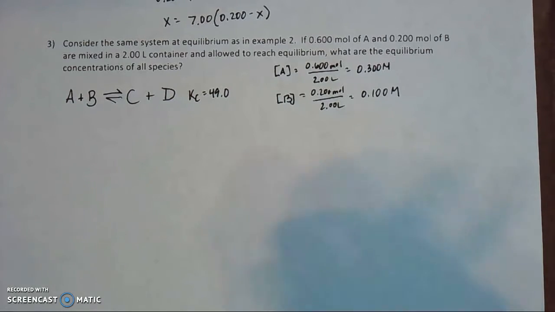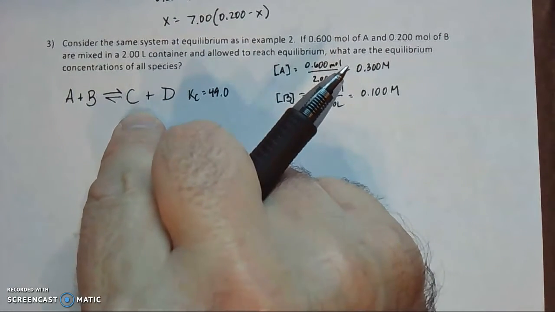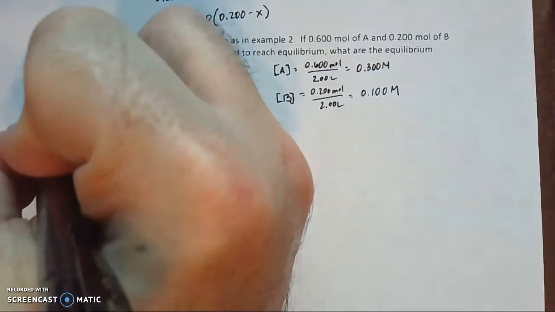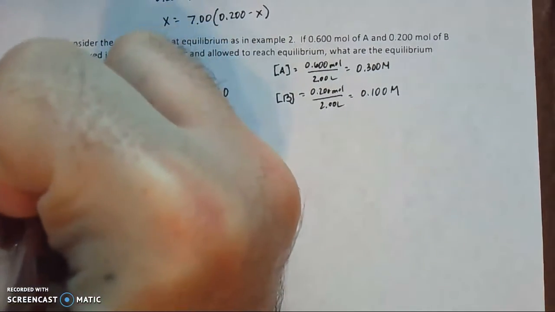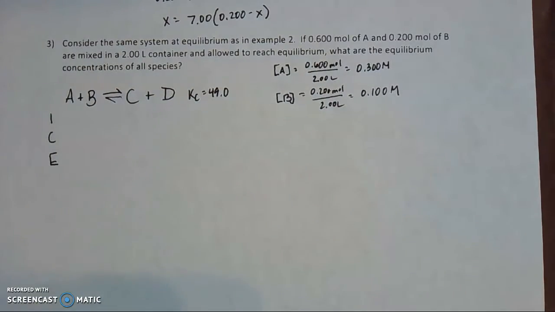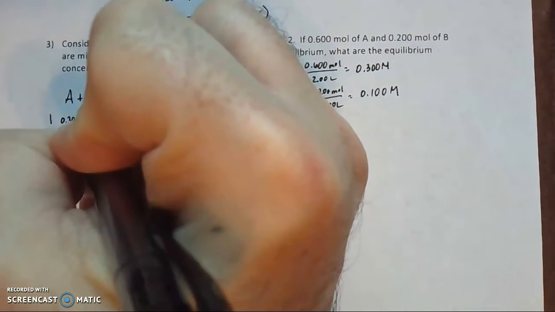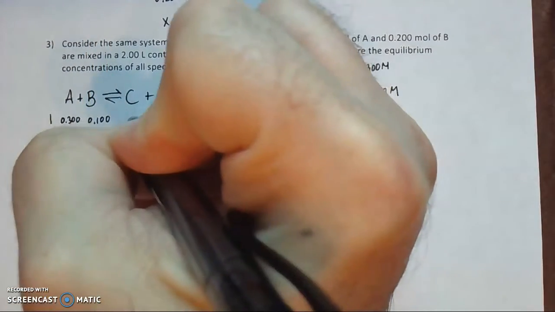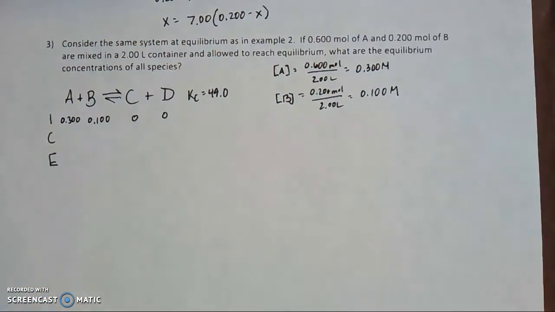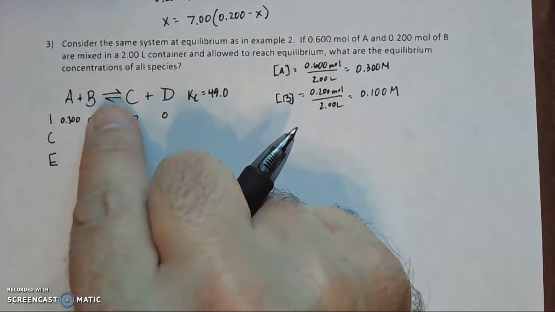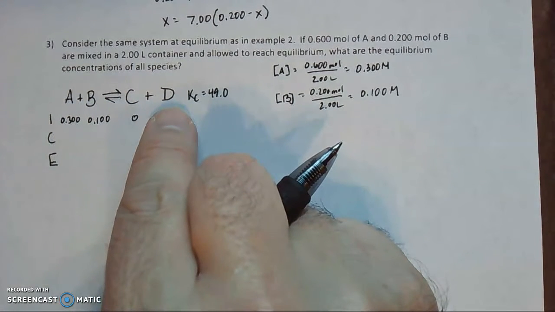Before this reaction starts, we do not have any C or D, so we're going to need an ICE chart for this. Remember that ICE stands for initial, change, and equilibrium. Initially, we have 0.300 molar A and 0.100 molar B, and no C or D. We know that the only way this reaction is going to go is to the right side.